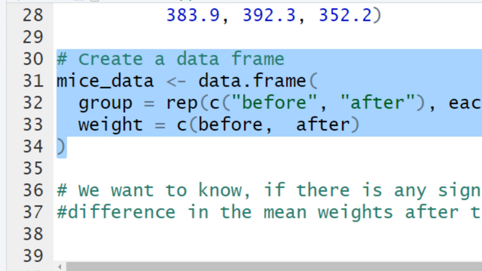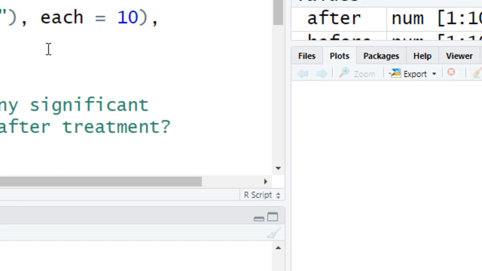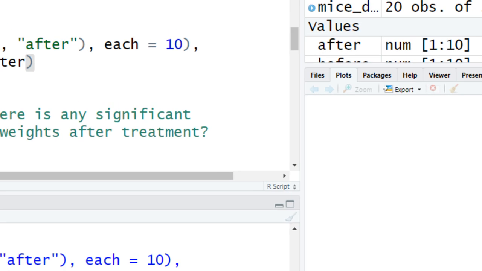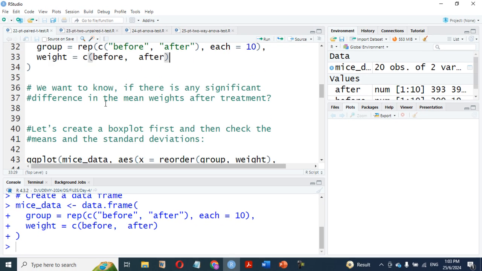Don't forget, it's the same specimen, the same subject: 10 is 10. So we measure the 10 before and the 10 after. Take note of that. We measure the weight of the 10 before and the weight of the 10 after. So that's what we have done. We want to know if there is any significant difference in the mean weight after treatment. That's all.